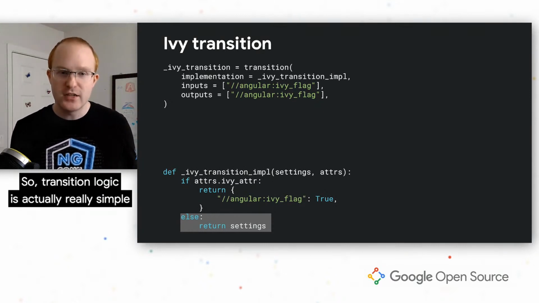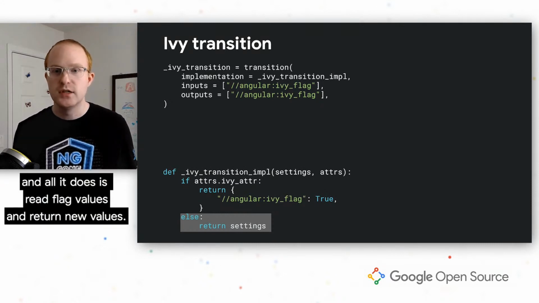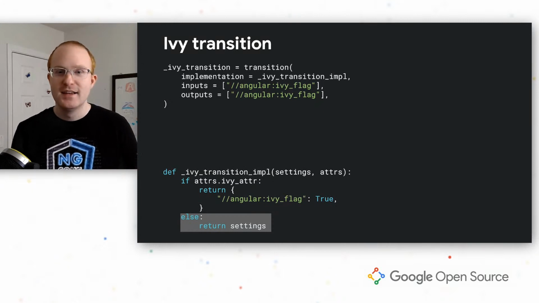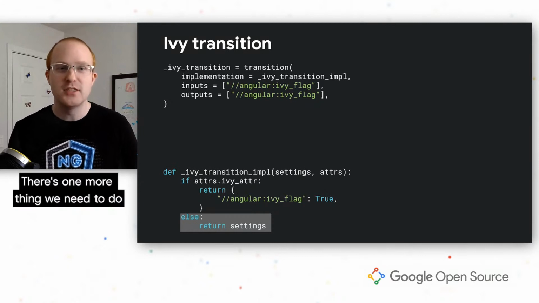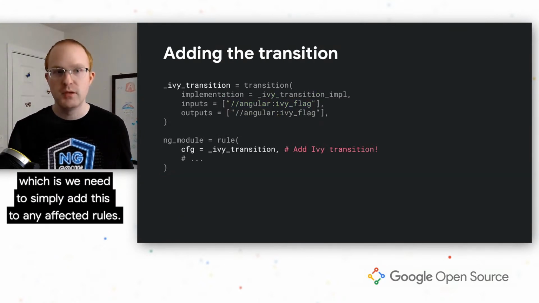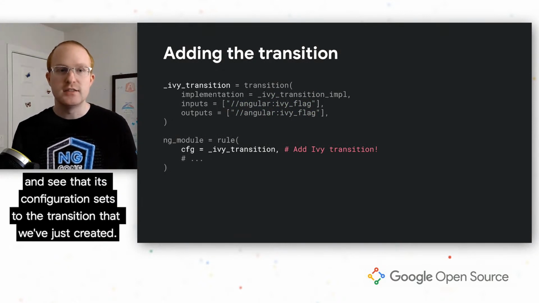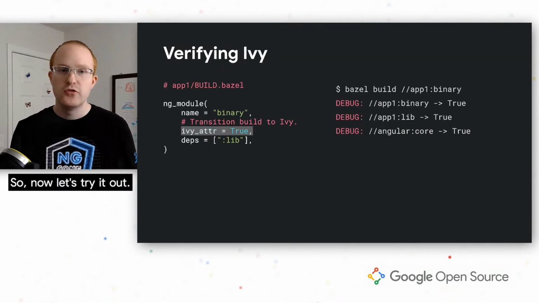So the transition logic is actually really simple, and all it does is read flag values and return new values. This whole talk is on transitions, and yet the actual code fits on one slide. I am lying a little bit. There's one more thing we need to do, which is that we need to simply add this to any affected rules. In this case, we need to update ng_module and say that its configuration sets to the transition that we just created. This will execute the transition for all ng_module rules. So now let's try it out.